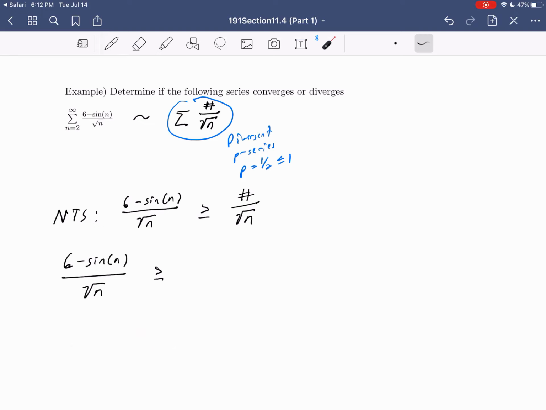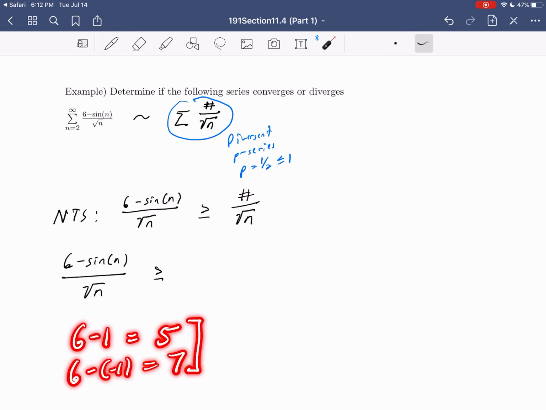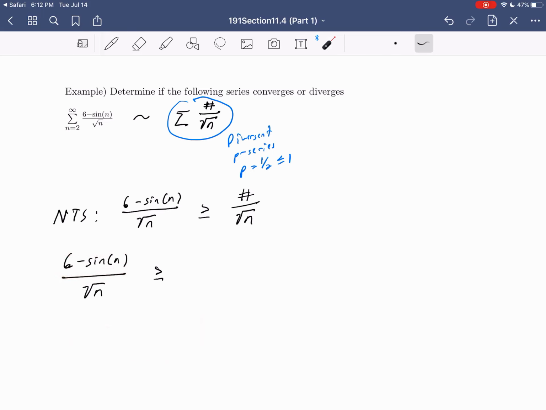So this thing here, if we do 6 minus 1, it could be as small as 5, and 6 minus negative 1, it could be as big as 7. So this 6 minus sine of n lives between 5 and 7. We want to say something that we're assured that this is greater than or equal to. So we could put 5. We know 6 minus sine of n is never going to be smaller than 5. It's always going to be greater than or equal to 5.